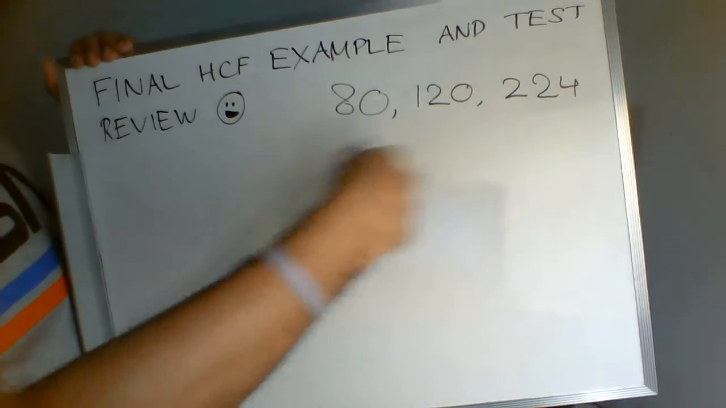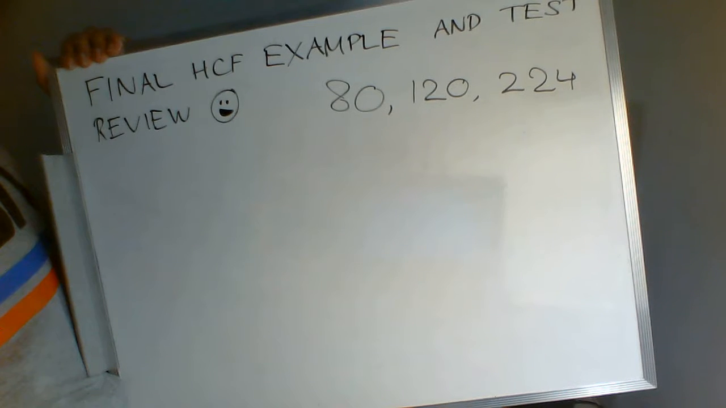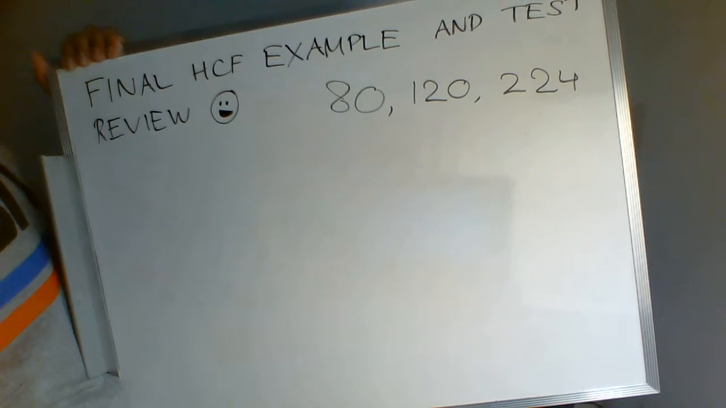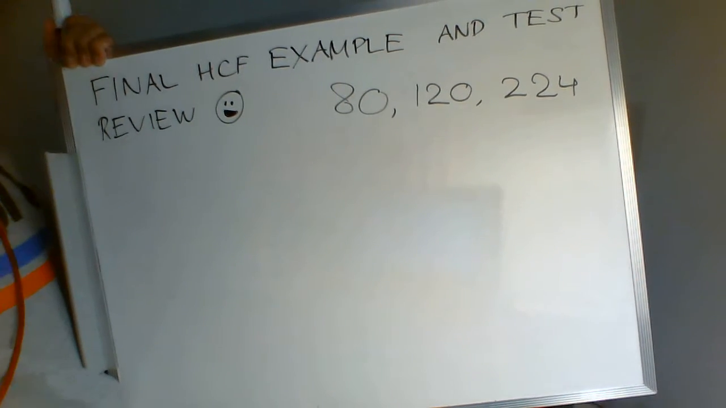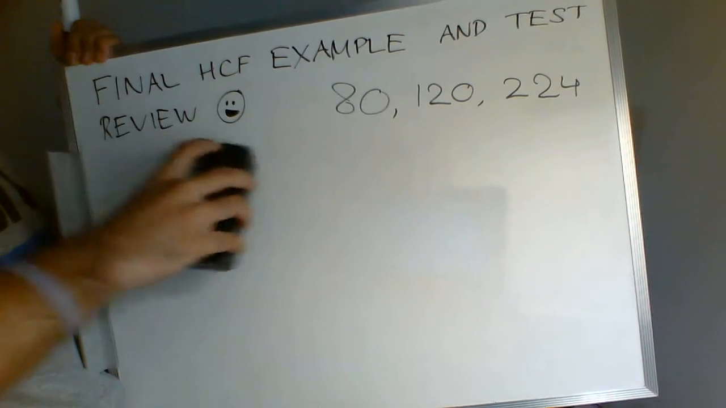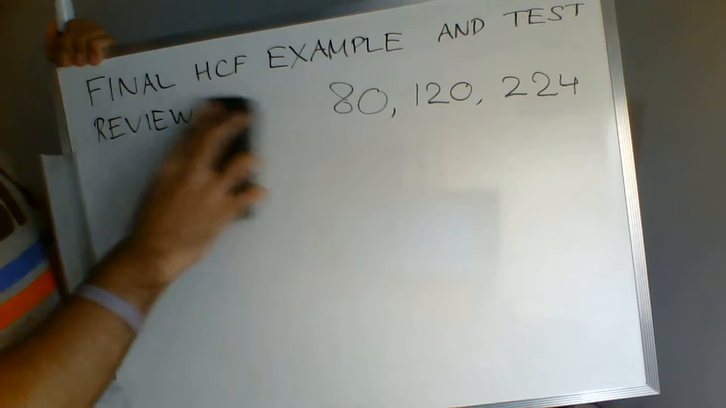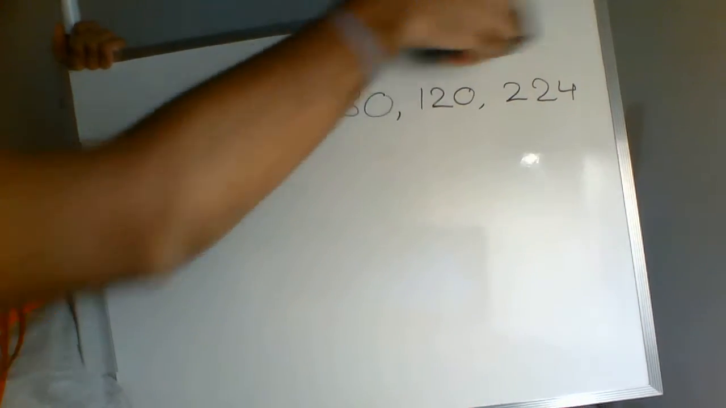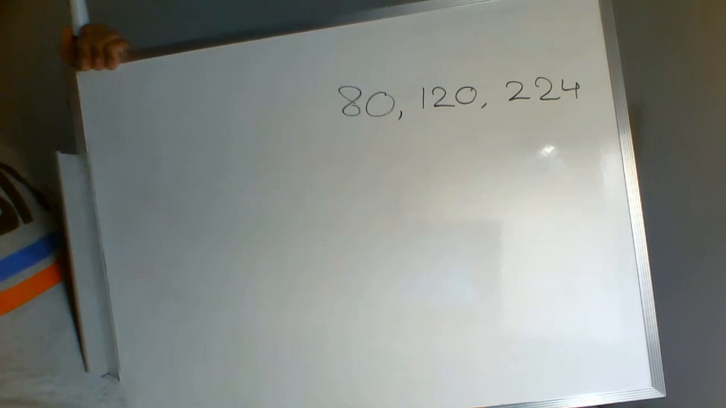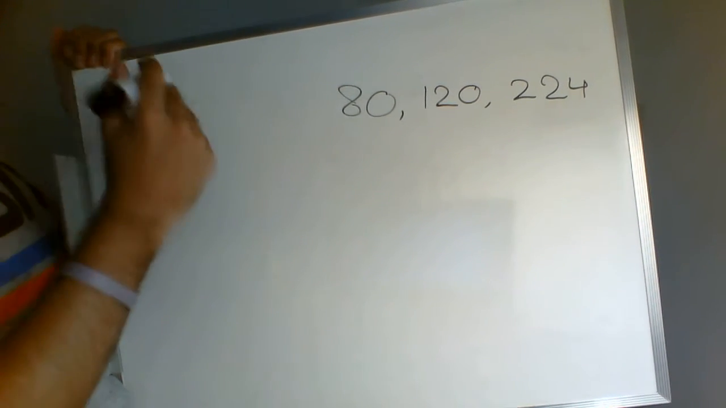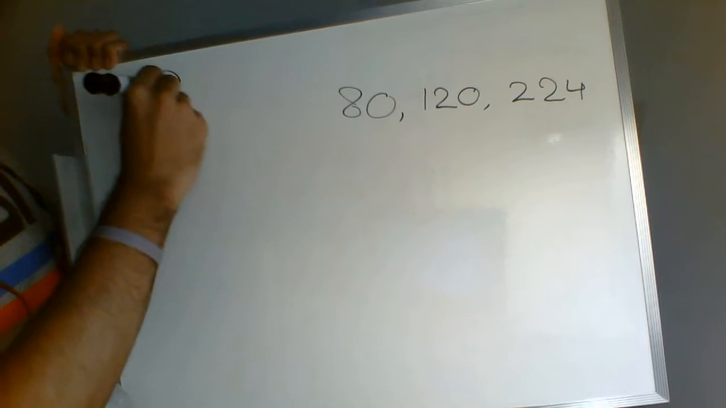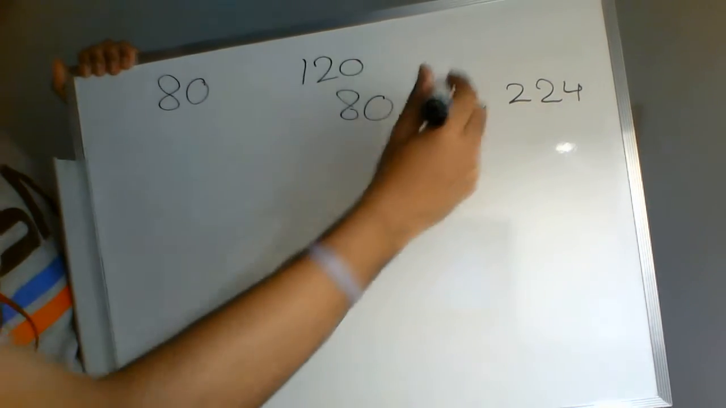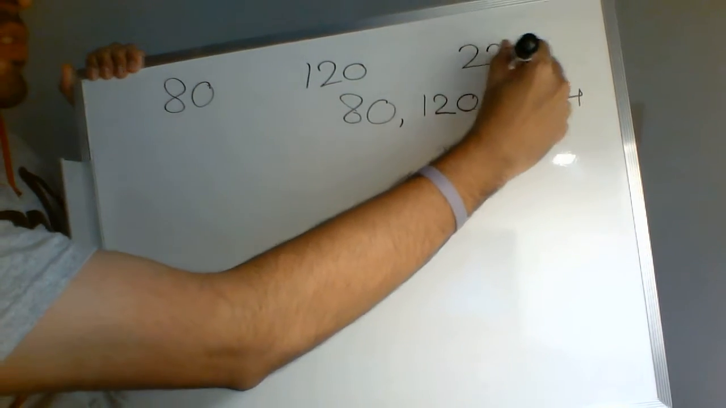But we'll go through this one more example just because I worked it out, and I figured you guys might benefit from doing one more of these examples. So the three numbers are going to be 80, 120, and 224. So I'm going to write those across the top. We're going to solve them both ways. And I apologize if I go a little bit faster than you might have liked for this example.